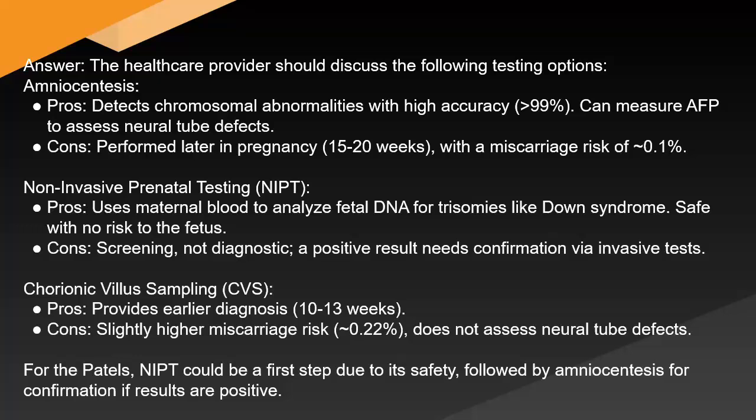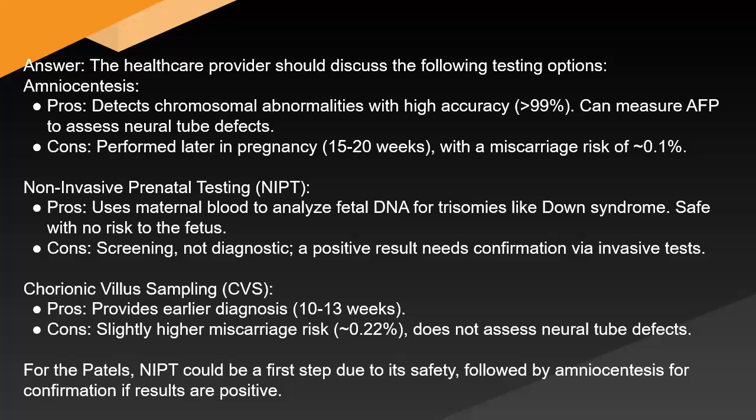Answer. The healthcare provider should discuss the following testing options. Amniocentesis. Pros: detects chromosomal abnormalities with high accuracy, 99%, can measure AFP to assess neural tube defects. Cons: performed later in pregnancy, 15–20 weeks, with a miscarriage risk of 0.1%.